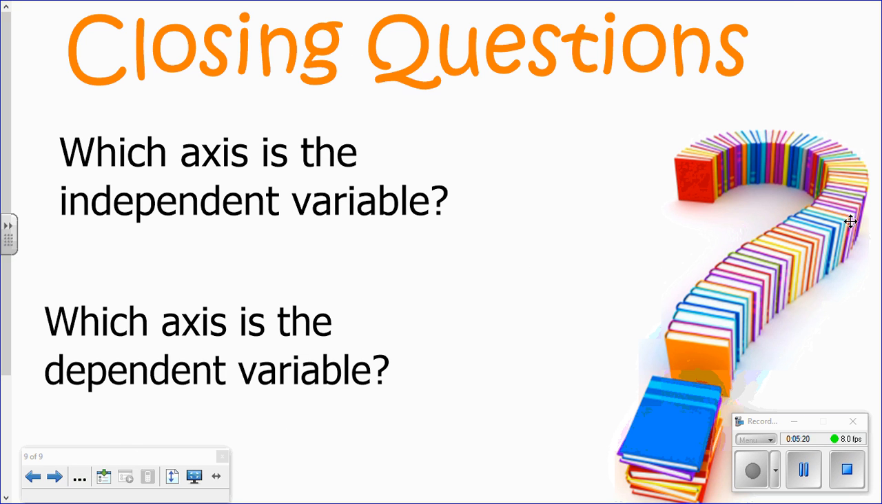So which axis is the independent variable? The x-axis. And which one is the dependent variable? The y-axis.